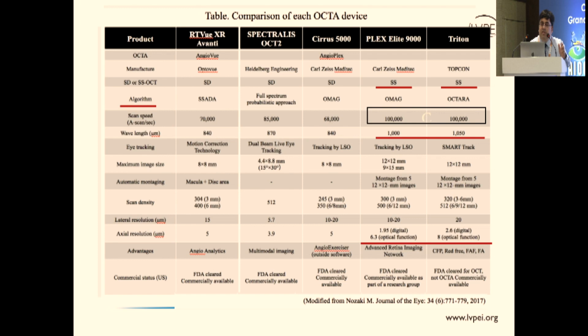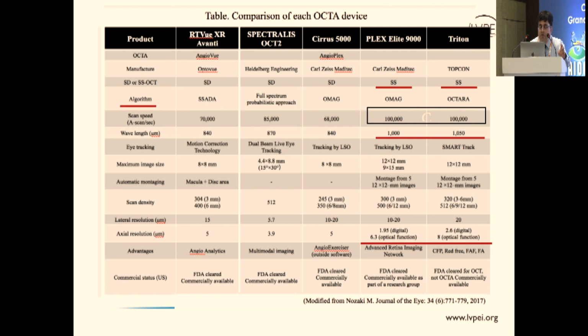The difference here is that the faster the scans are, the lesser the chances for artifacts to come in. Then there is the wavelength. As I said, SWEP shows longer wavelength, which has deeper penetration for you to see. Each of them has its own mechanism of tracking the eye movement and trying to reduce the motion artifacts, and each of them works fine. A lot of them have now incorporated ways to reduce projection artifacts and motion artifacts.